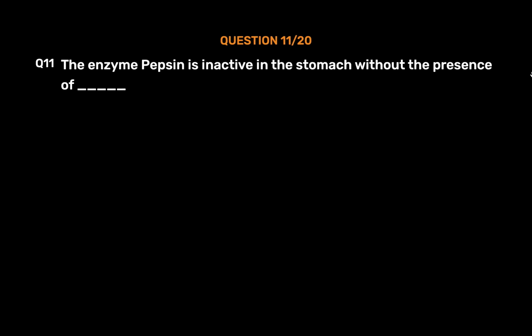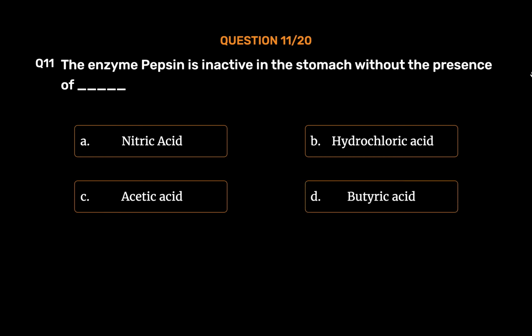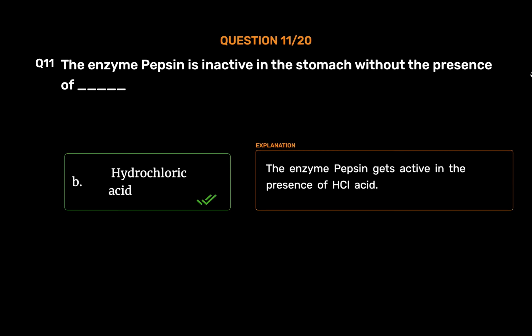Question number 11. The enzyme pepsin is inactive in the stomach without the presence of ___. Option A. Nitric acid. Option B. Hydrochloric acid. Option C. Acetic acid. Option D. Butyric acid. The correct answer is Option B. Hydrochloric acid. The enzyme pepsin gets active in the presence of HCl acid.